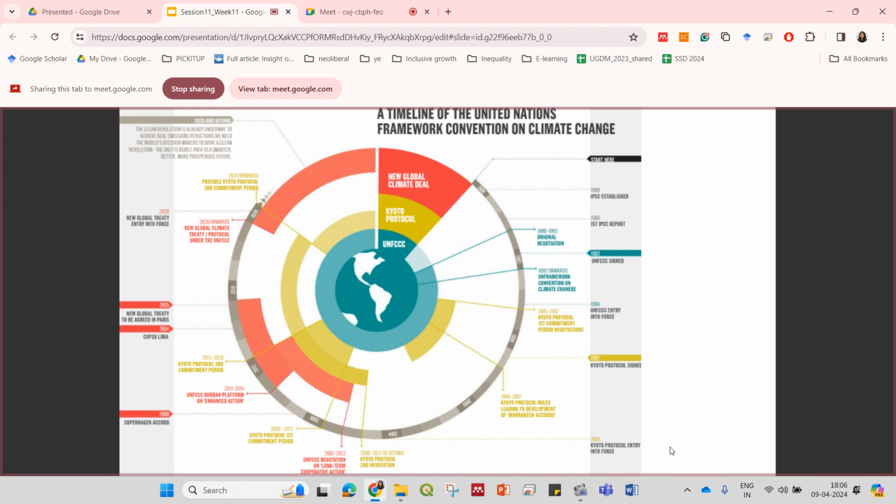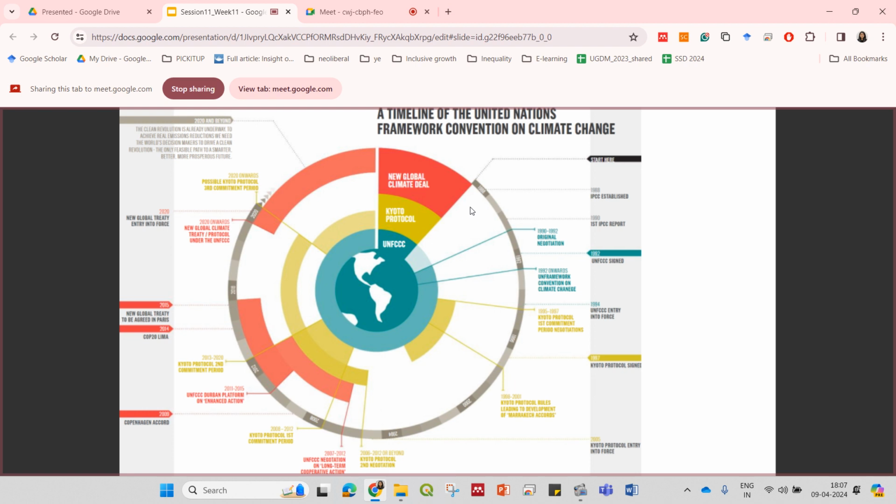Another thing which you need to pay attention to, or you can refer to while answering such questions, is this timeline. You would have seen this timeline in your lecture. This is a timeline of United Nations Framework Conventions on Climate Change. It tells you about the various conventions and what treaties or regulatory documents came out of different conventions, meetings or negotiations. You can see here the starting of it is from, I think it's not very clear, but you can see it more clearly in your lectures.